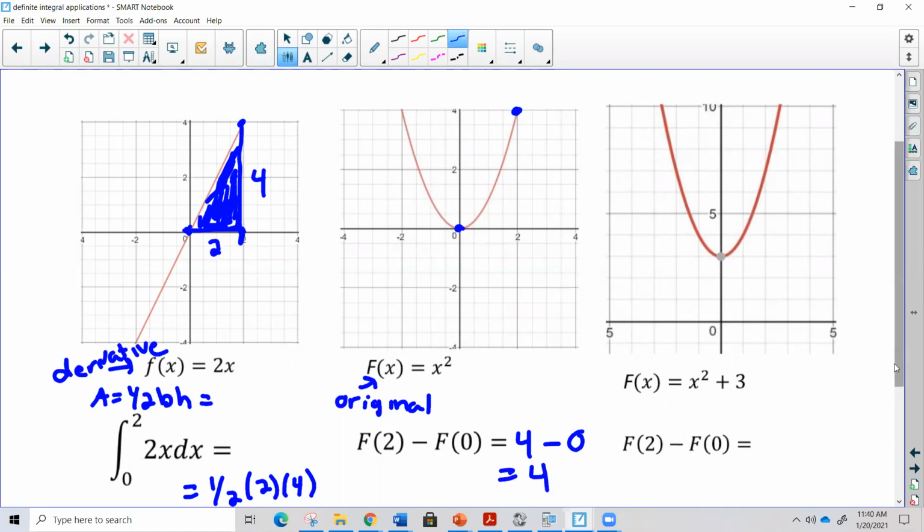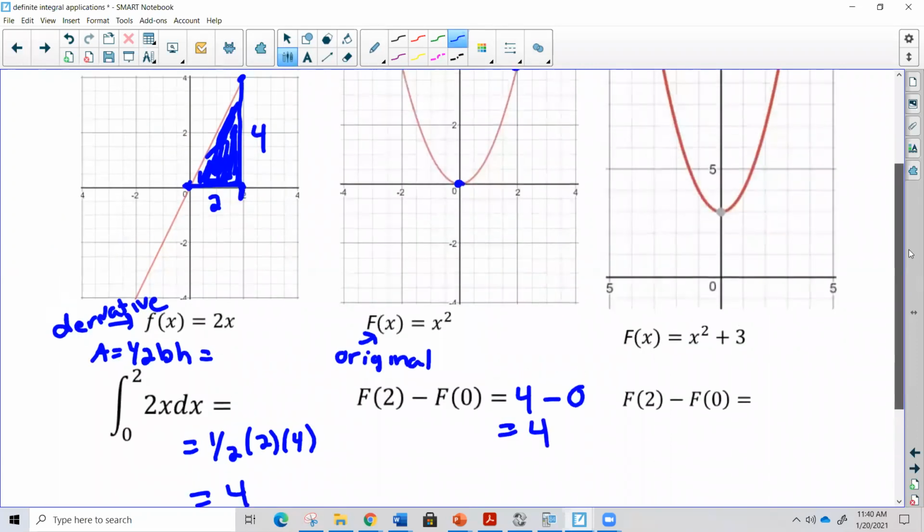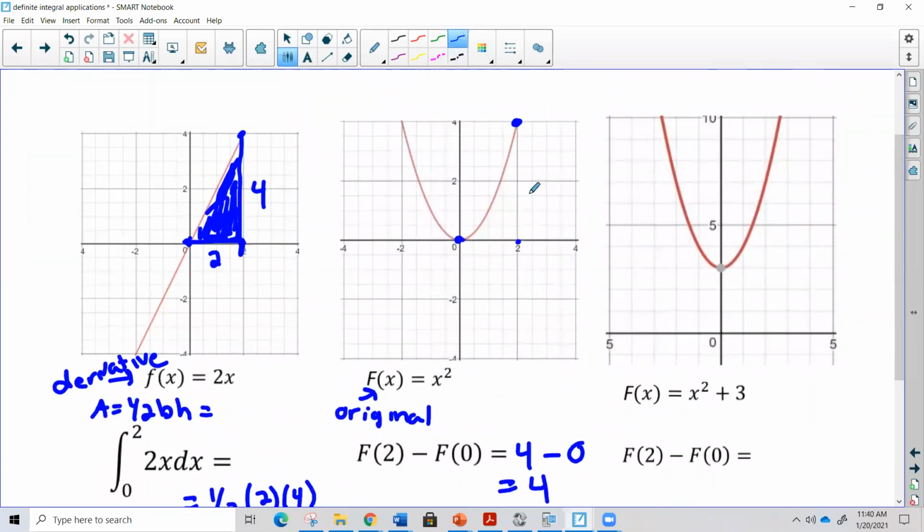So the answer is also 4. And as you see, the area under the derivative between these two x values is the same thing as the change in y. The length of this line is what F of 2 minus F of 0 represents.